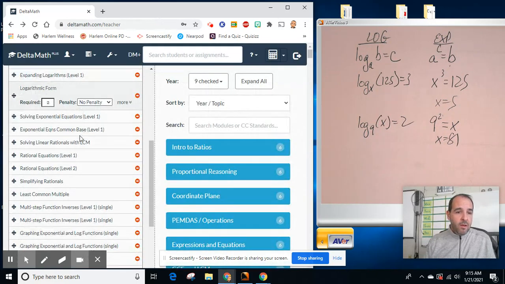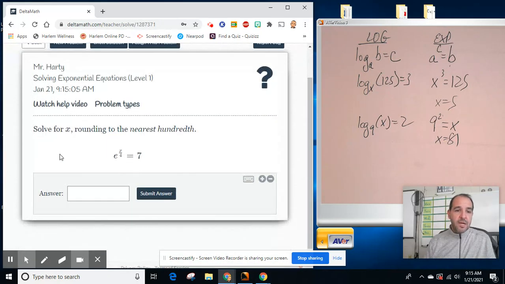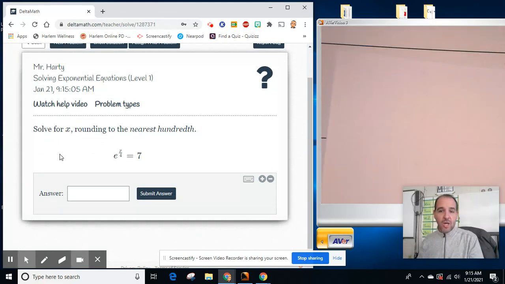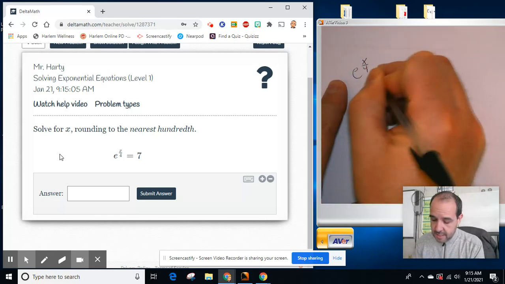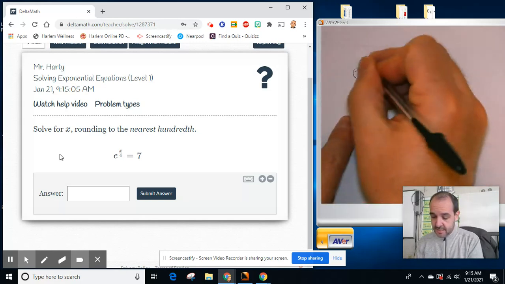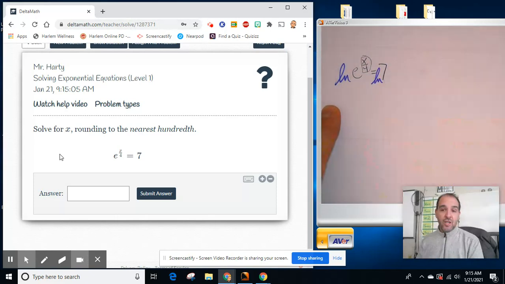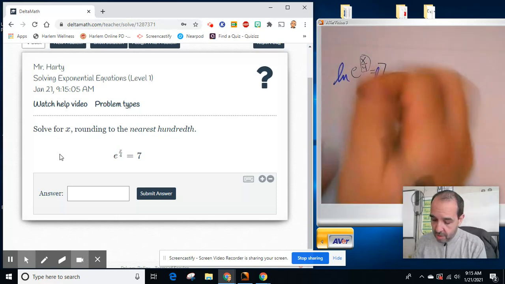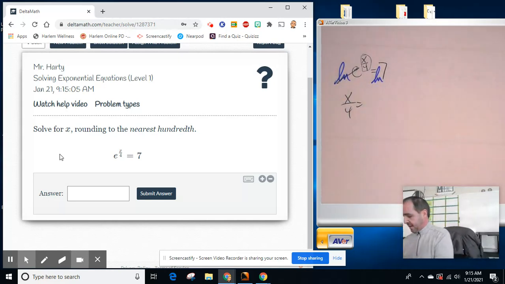Okay? All right, solving exponential equations. Solve for x, rounding to the nearest hundredth. Okay. So now I look at it and I go, all right, so e to the x over 4 equals 7. What's the opposite of e? Because that's my first job, is to get this alone. The opposite of e is natural log. And in algebra, whatever we do to one side, we do to both. So those cancel, x over 4. All right, natural log of 7 here, just a second.